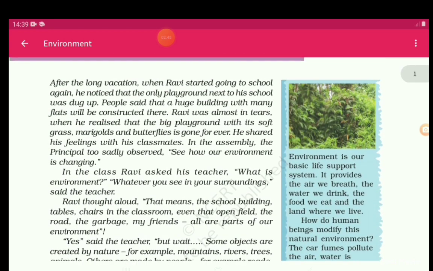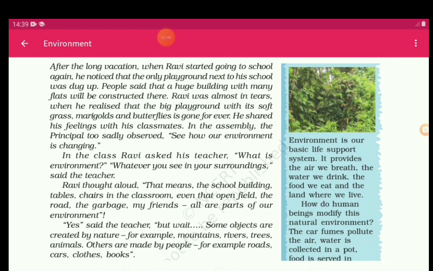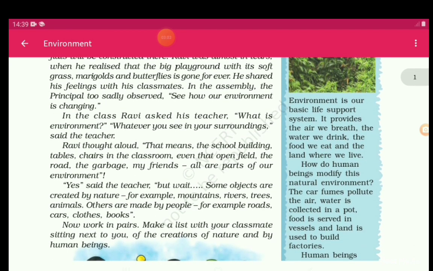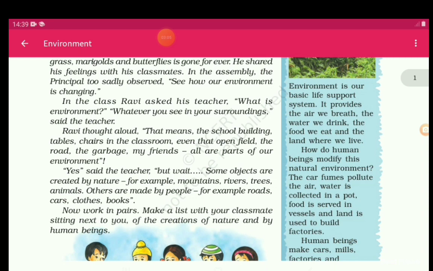Now let's read this. Environment is our basic life support system. It provides the air we breathe, the water we drink, the food we eat, and the land where we live. How do human beings modify this natural environment? The car fumes pollute the air.